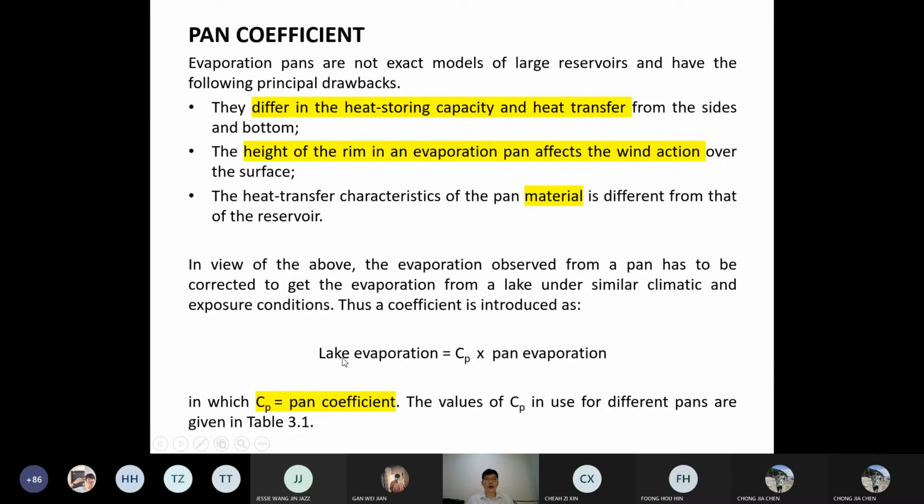When we try to estimate the lake evaporation, and we have the site measurements of the pan evaporation, we need to multiply by a coefficient because there is a scale effect. Scale effect means the pan is small and the lake is very big, so it is not exactly the same. So we need to multiply by a coefficient to eliminate the scale effect, and this Cp we call the pan coefficient.